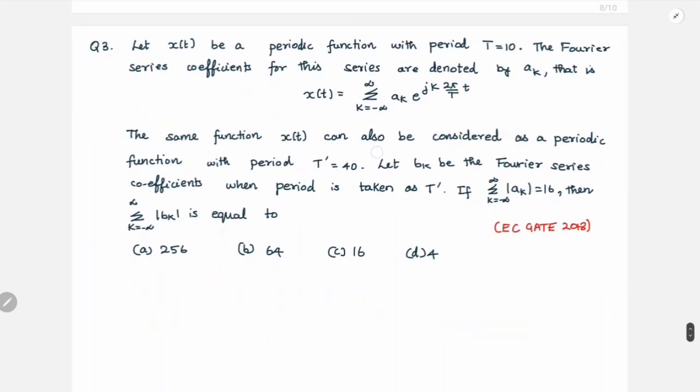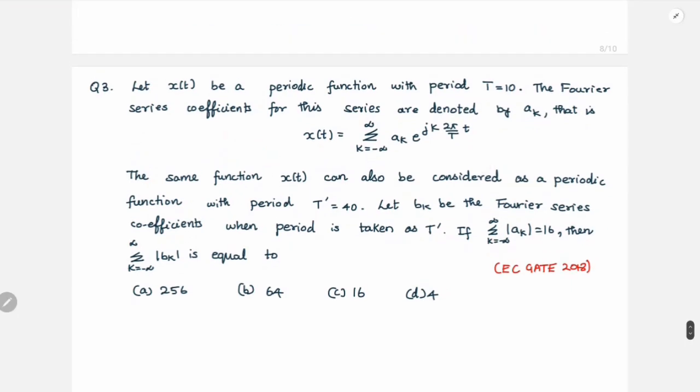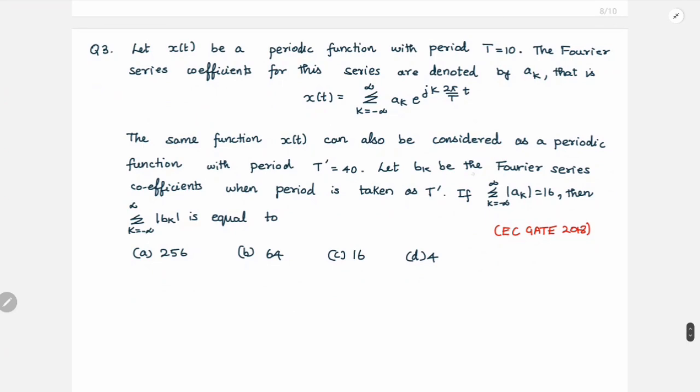Moving on. Let x of t be a periodic function with period T equal to 10. The Fourier series coefficients for this series are denoted by ak. That is, x of t is equal to summation k equal to minus infinity to infinity ak e power jk 2 pi by T t. The same function x of t can also be considered as a periodic function with period T prime equal to 40. Yes, that is possible, right? Then let bk be the Fourier series coefficients when the period is taken as T prime. If summation k equal to minus infinity to infinity mod ak is equal to 16, then summation k equal to minus infinity to infinity mod bk is equal to.